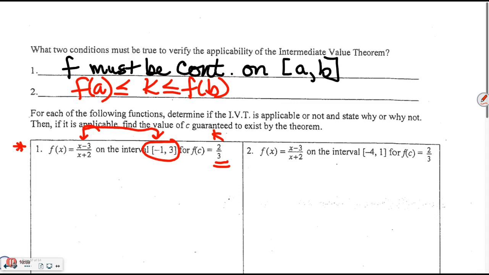Yes, but it's outside the interval. We're not guaranteed. That's really what it says. I like to get it out of the calculus.